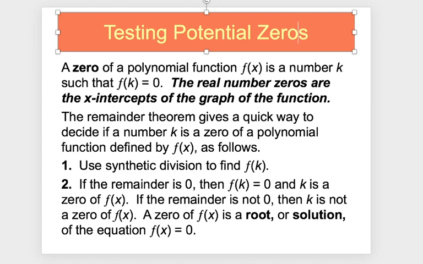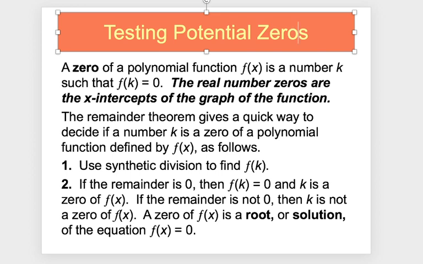So a zero of a polynomial function. If we look at this slide, what we want to figure out is this. If you looked at the solutions, you did have a zero in there. There was no remainder. So the question now is, what does that mean? You know what it means when you have a remainder, but what happens when you don't have one? The remainder theorem gives a quick way to decide if a number k is a zero of a polynomial function defined by f of x.